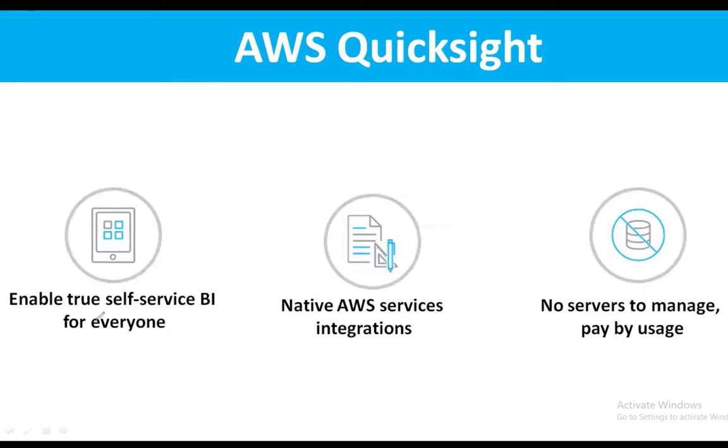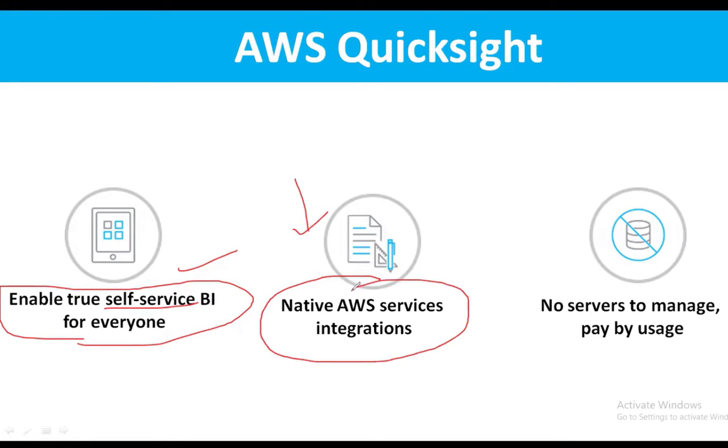And another one is you can enable true self-service BI to everyone. So it's not that somebody comes and does that, you can do that on your own. That is self-service BI, business intelligence for everyone. And native AWS service integrations are also available. So there are different services you can directly integrate with QuickSight, like notification services or IoT analytics services.